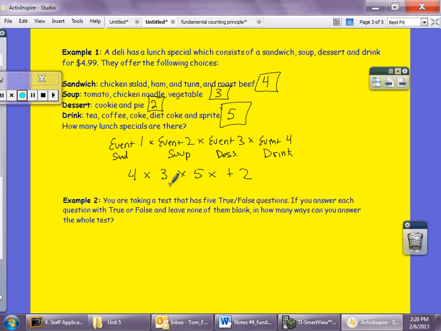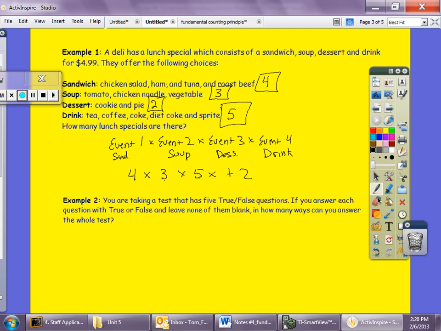We'll fix that. So 4 times 3 is 12. 12 times 2 is 24. 24 times 5. So it's 120 different ways.